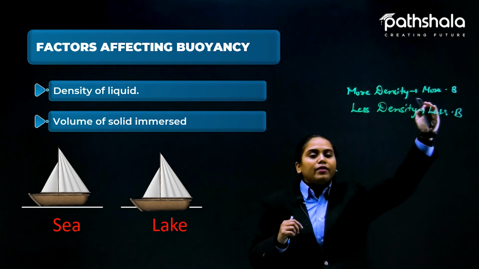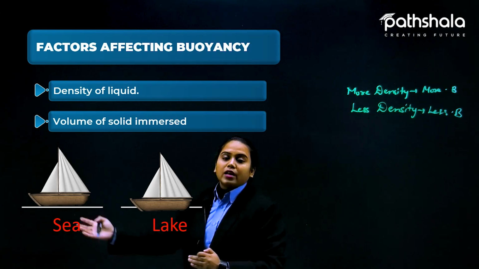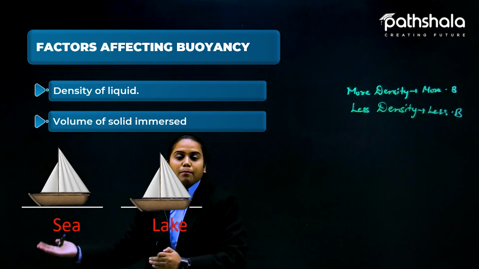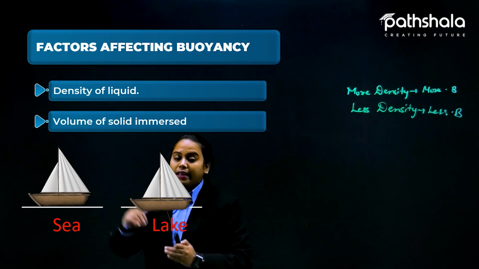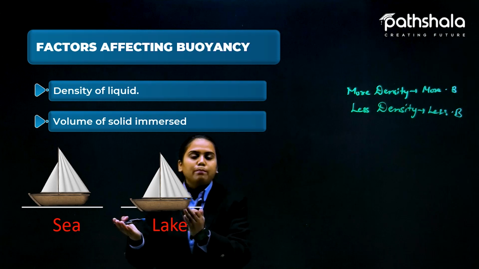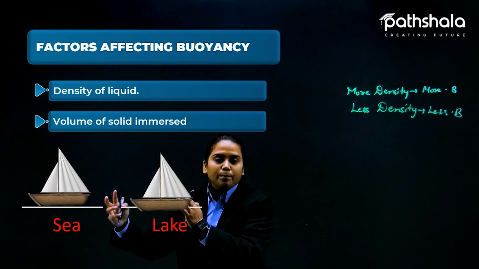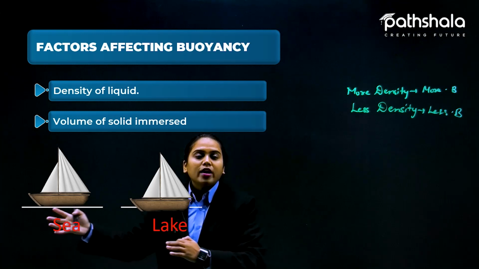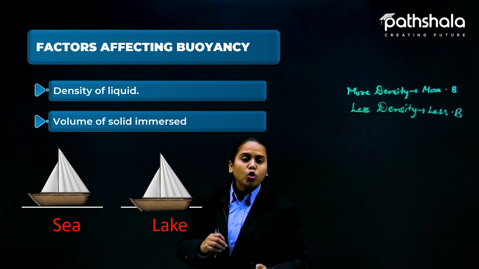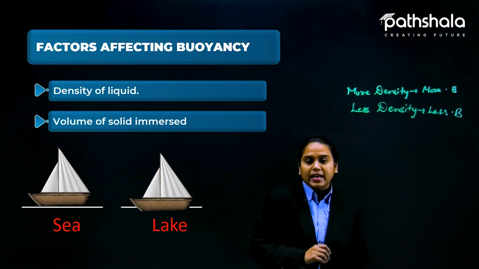So, more density will give you more buoyancy. So, now that ship is more over the water. It does not sink inside the water. Like in this lake part, you can see the ship is more immersed in the liquid, but it is not immersed fully. Okay, so that is the part about density.